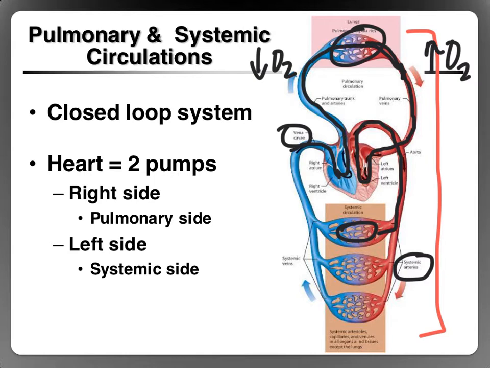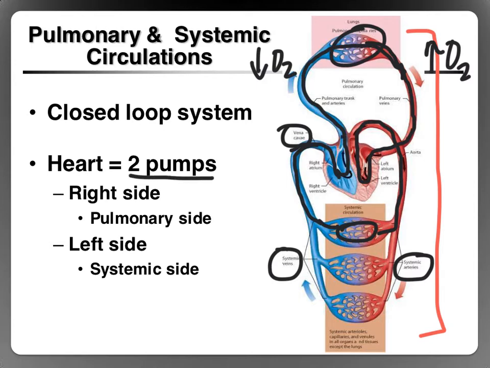We're using oxygen in the cells. So these capillaries are going through all the cells of the body, and so we're going to lose oxygen as we go through the capillaries. We're going to pick up some CO2, and those capillaries are going to drop their blood into systemic veins, and those veins all end up in the vena cava, which end up in the right atria, and the whole process happens again. So you can think of the heart as two separate pumps.